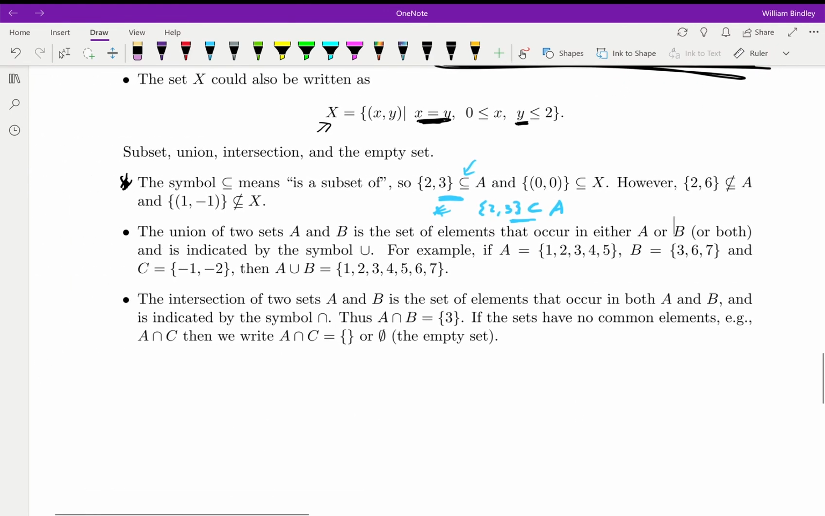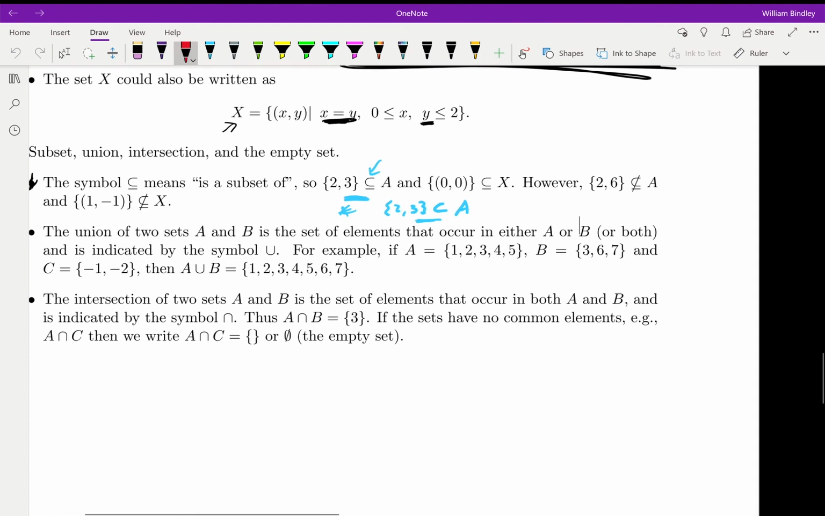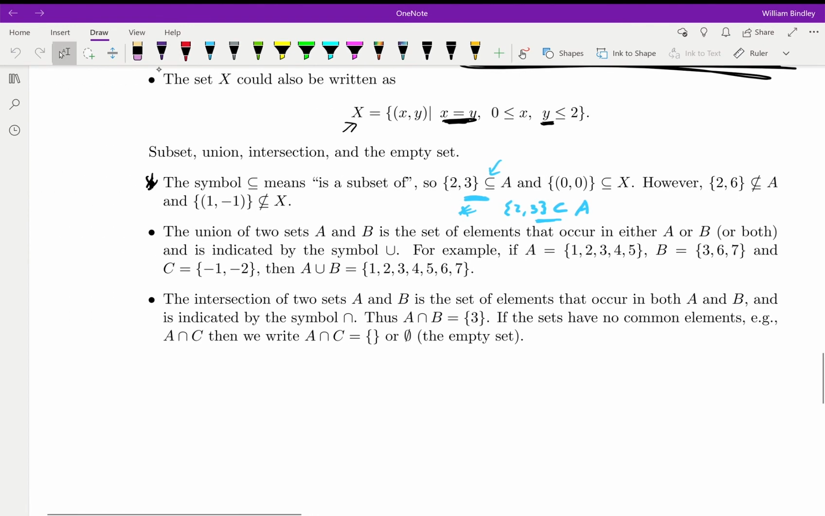Okay, so moving on, the union of two sets, A and B, is the set of all elements that occur either in A or in B or both. It is indicated by this symbol. It looks like a big U. So that symbol is the union symbol. So for example, if A is equal to the same set as before, and B equals {3, 6, 7}, and we've got this set here, C, which is equal to {-1, -2}. We'll use that in some example later. Okay, so then A union B is this set here.